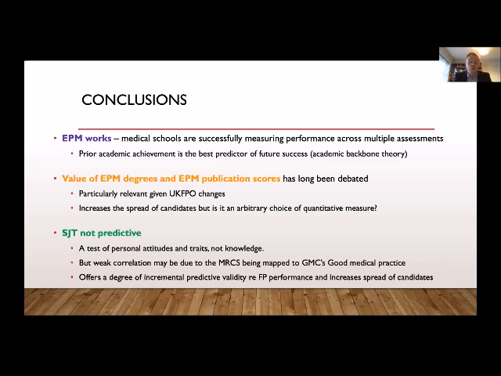Interestingly, the situational judgment test was not found to predict later success, though this wasn't entirely surprising given that, as I said earlier, it's not a test of knowledge, it is a test of personal attitudes, traits, and behaviours expected of junior doctors. The weak correlation seen between the SJT scores and the MRCS Part A scores is likely because both exams are mapped to the General Medical Council's Good Medical Practice guide. So they're both measuring a degree of professionalism. And the SJT does offer a degree of incremental predictive validity because it can predict foundation program performance, and it does increase the spread of candidates. So it does serve its purpose in that regard.